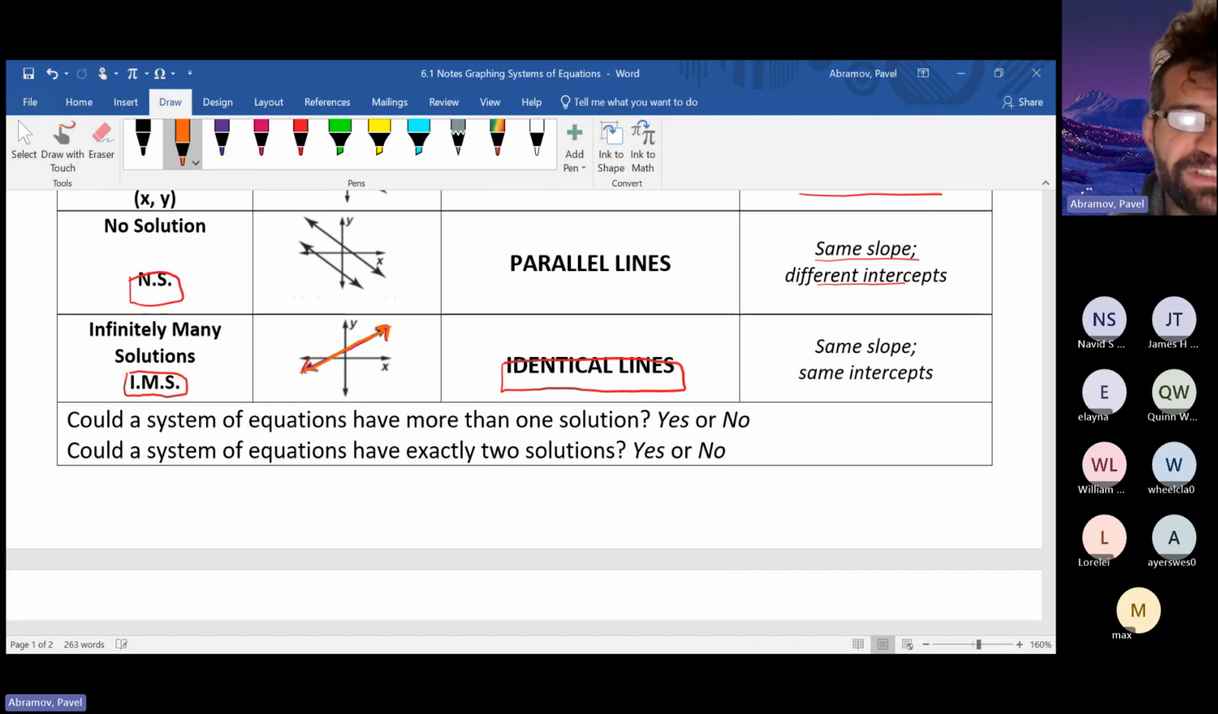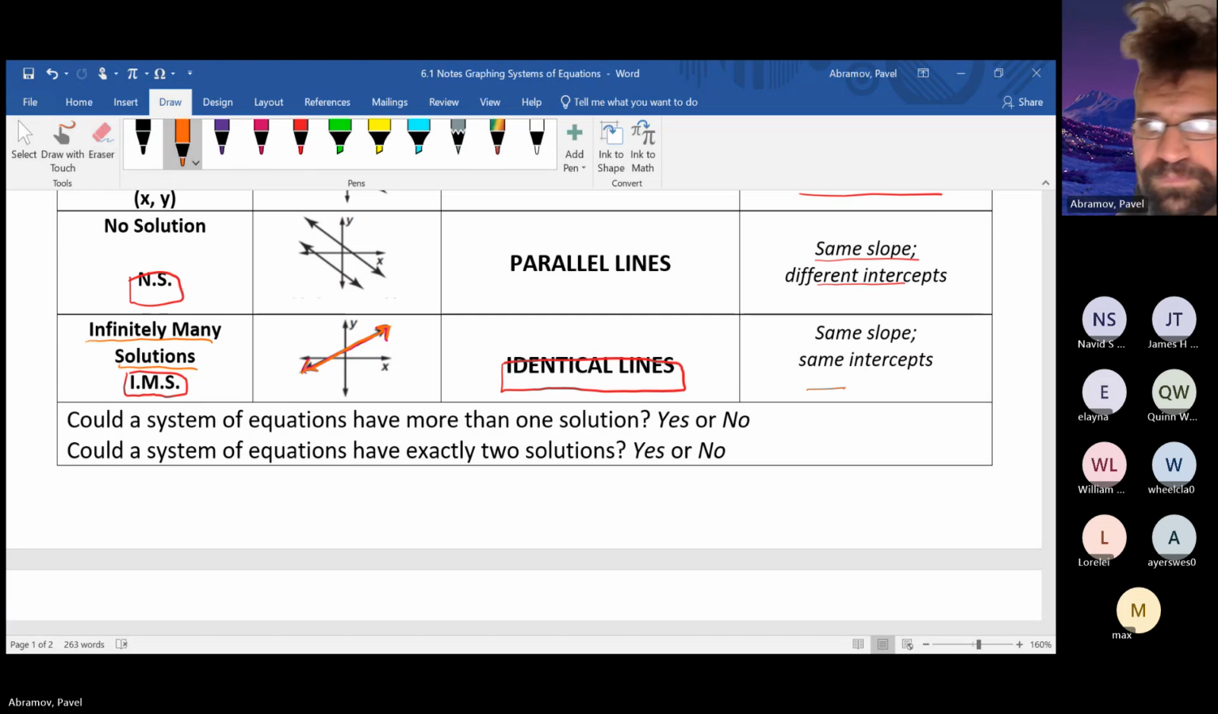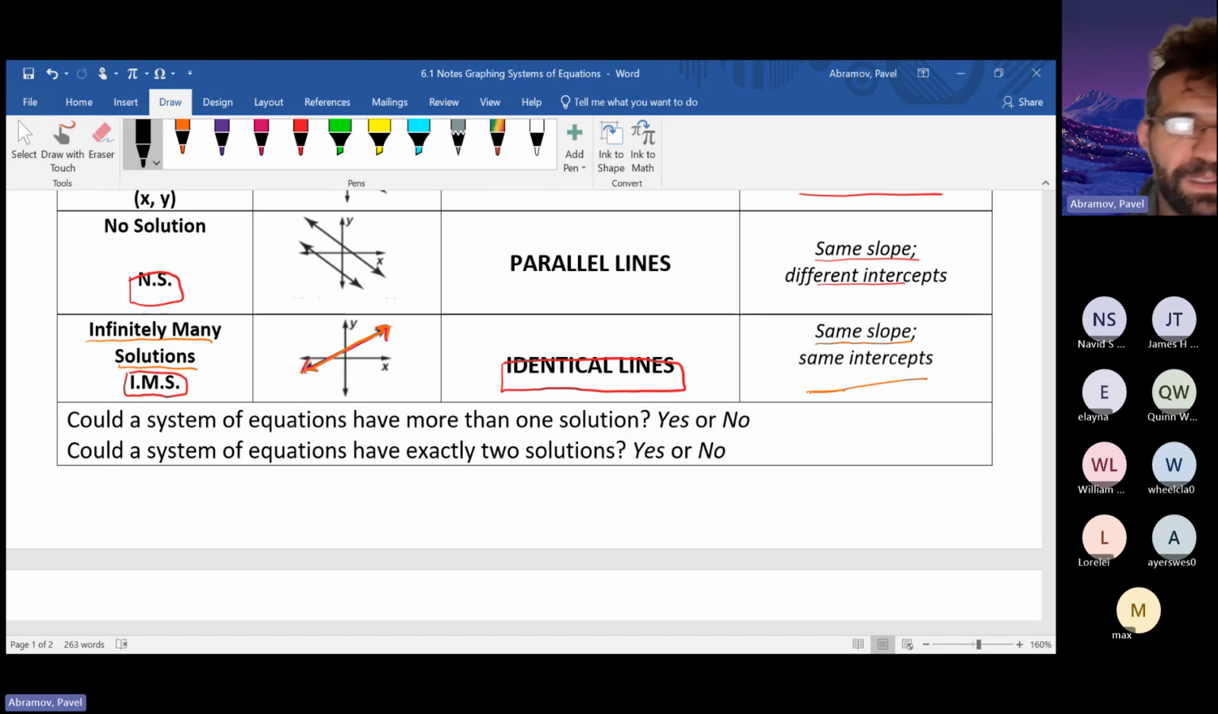So in other words, they intersect infinitely many times. That's why we say that we have infinitely many solutions. And that happens when you have both the same slope and the same intercepts, or in other words, the lines are identical.